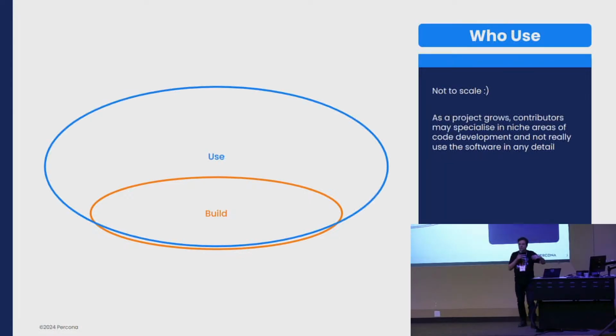We then have the people who use it. Now, this is not to scale, and for various communities, that little miss at the bottom there can be quite big. We have algorithm and data structures experts. We have people who are into compilers, into build chains, but aren't necessarily users of the thing we're building.